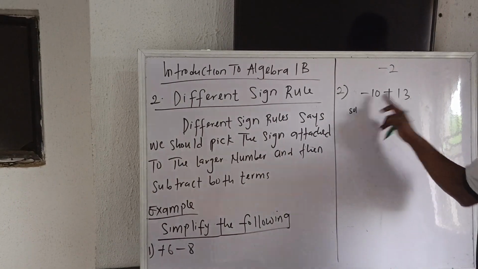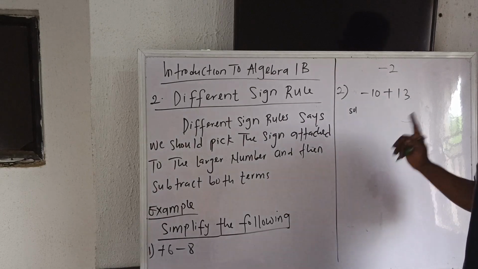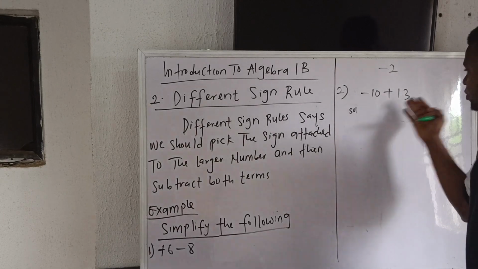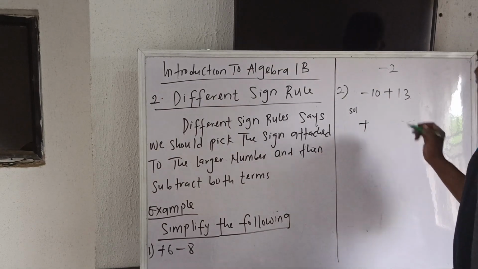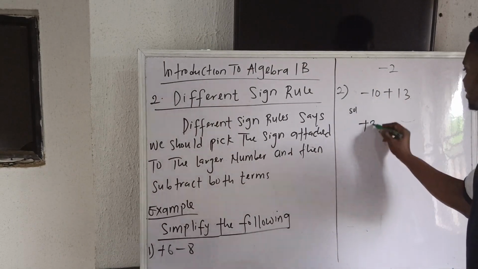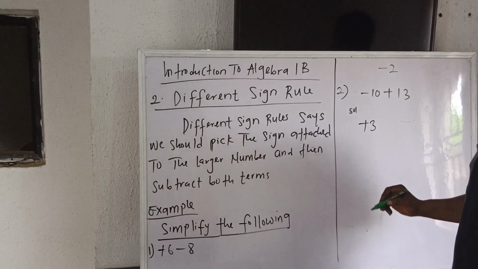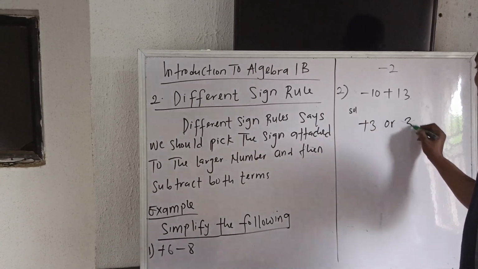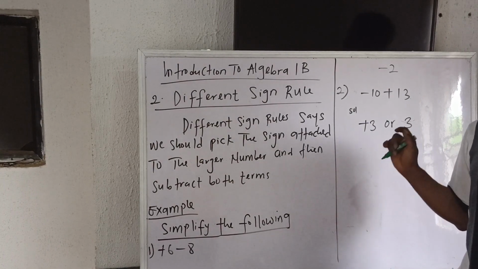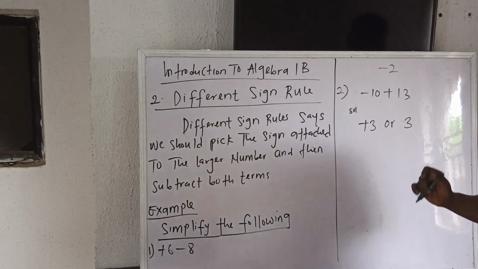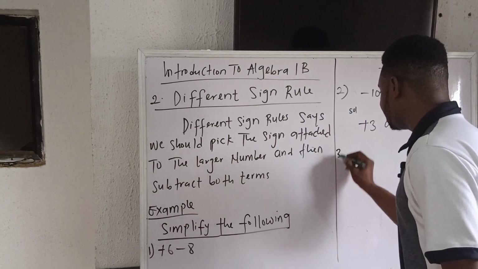So between 13 and 10, which one is greater? 13. What is the sign attached to 13? Plus. Because the signs are usually in front of the numbers. So I'm going to pick plus. Then I'll take away 10 from 13 and that will give me 3. Don't forget again, plus 3 also can be written as what? 3. Where this 3 has an invisible plus sign attached to it. Take note of that. Okay, let's look at the next example.